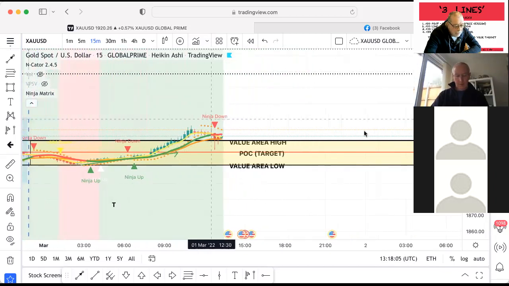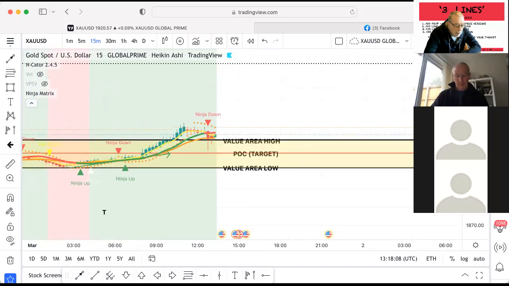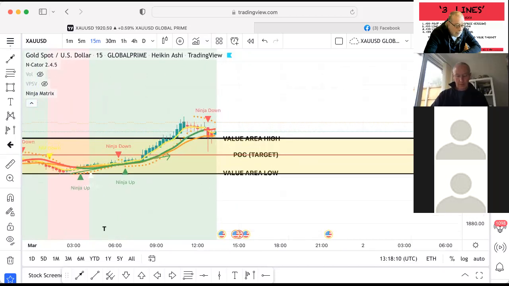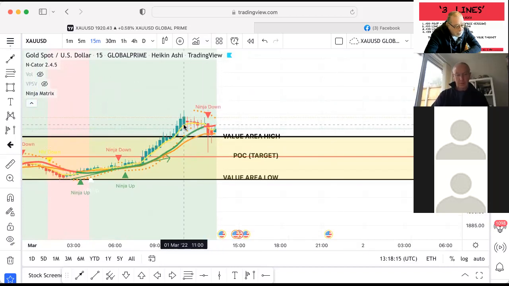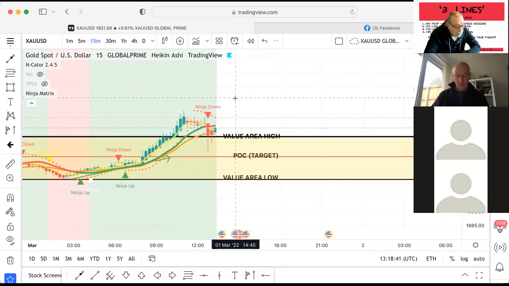And I guess if I'm talking about how I'm trading this, I wasn't in this trade, by the way, but had I been in this trade, I would have sat and watched this, and I would have waited. I would have got out when we started to get some red candles. Just to be on the safe side, I would have got out at that point. The latest I would have got out is when we got a Ninja down. I wouldn't have waited for the matrix. Jeff would have waited for the matrix to change, because potentially this could still go up.